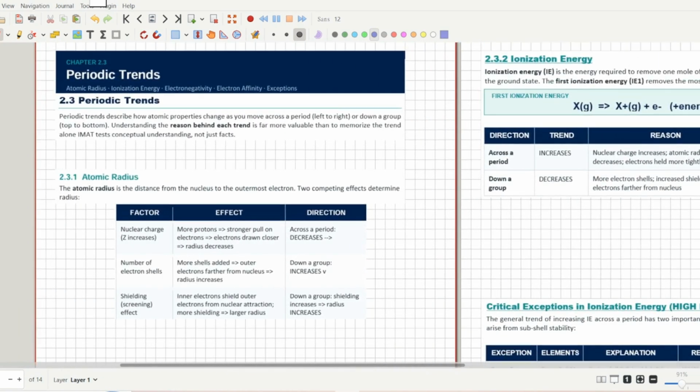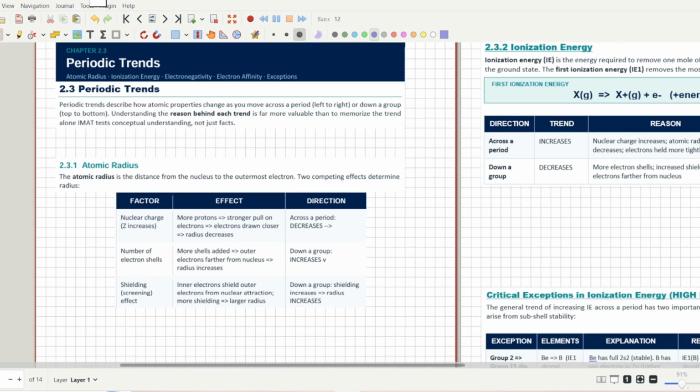The next thing is about the periodic trends. As I told you, it is the highest yield topic in the IMAT exam. There have been so many questions from this single topic. So we will be going into really high detail on this topic because it is one of the most important topics in IMAT. The first thing we will be discussing is going to be the atomic radius.